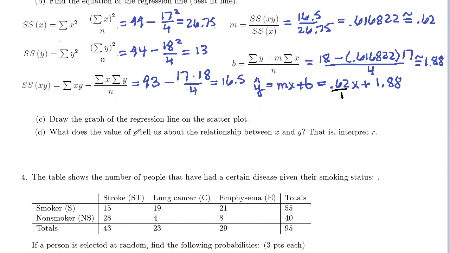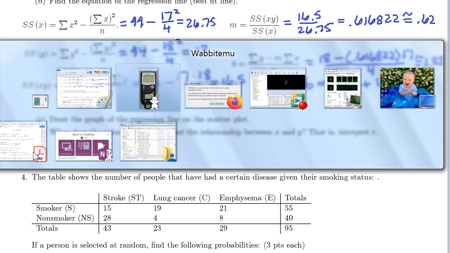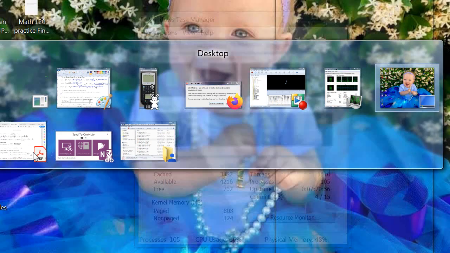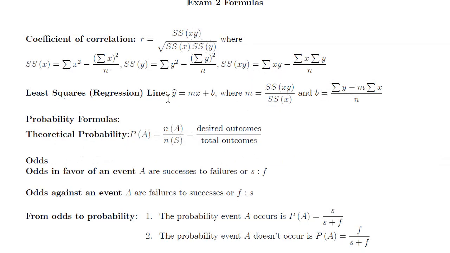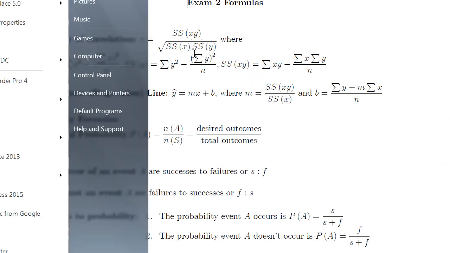And then next up, we are asking, what does the value of R, remember the coefficient of correlation, tell us about the relationship between X and Y? So in other words, interpret R. So we first have to find R. So remember that our R value, let's go back and grab our formula here. So R value right there.